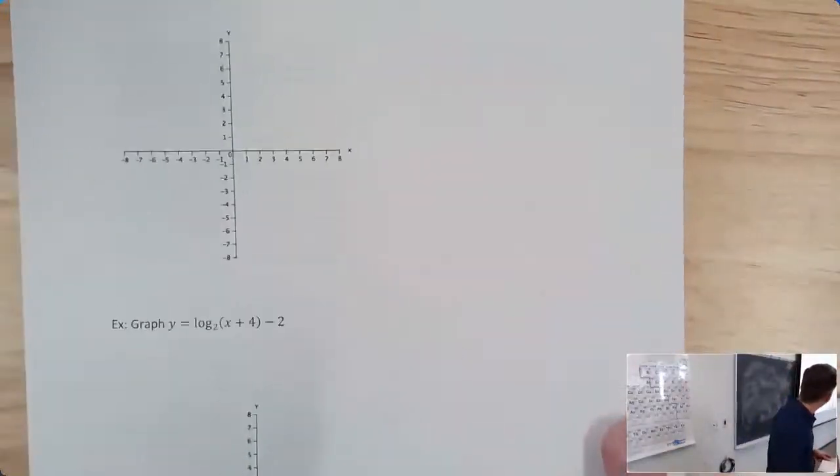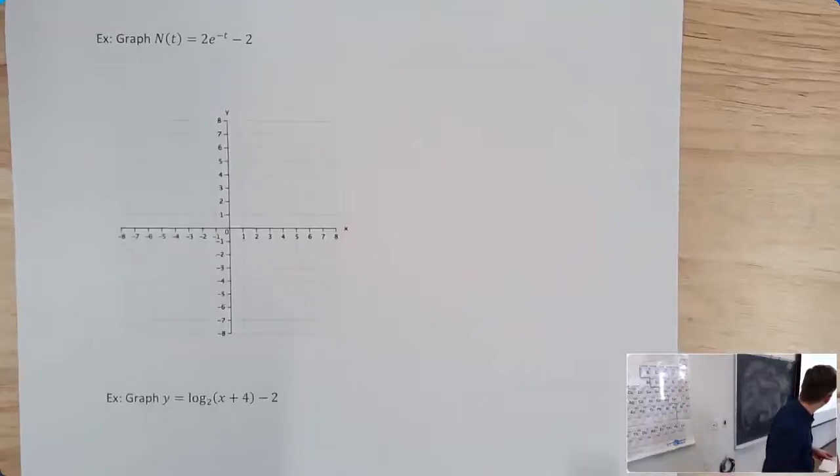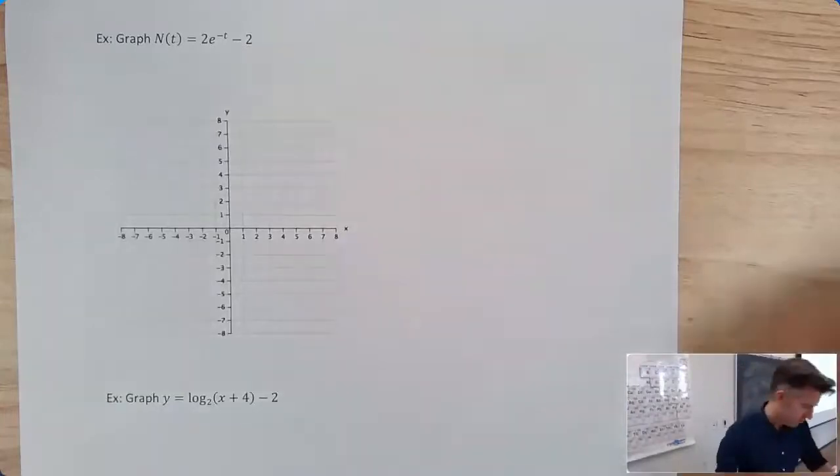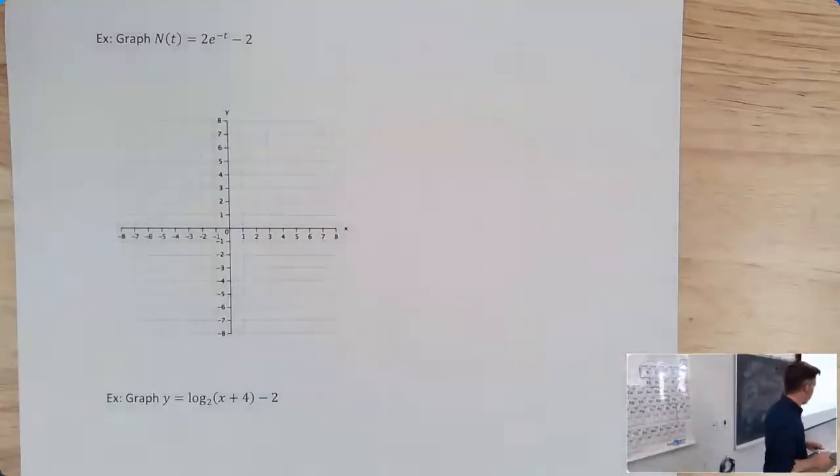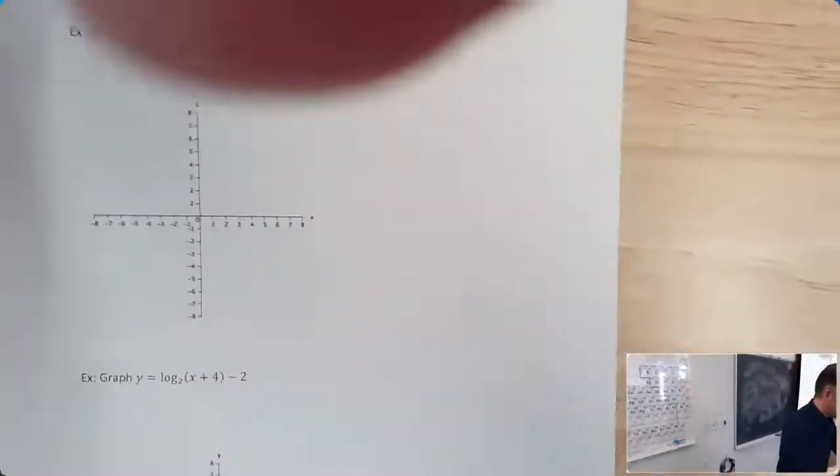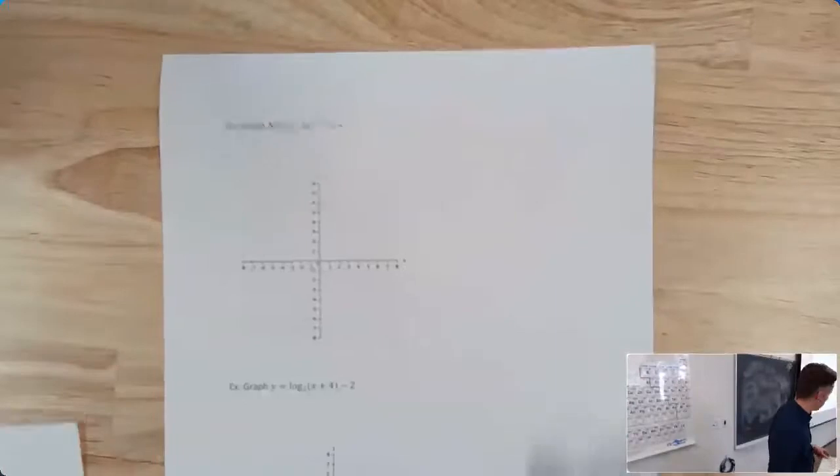Look at this next one. We've got the graph of 2e to the negative t minus 2. Actually, I'm going to take a quick moment. I'm just going to say there are 2 other exponential and logarithmic graphs that I should mention just because they're kind of the ones that come up the most, which are the following 2. We'll come back to that page in just a second.